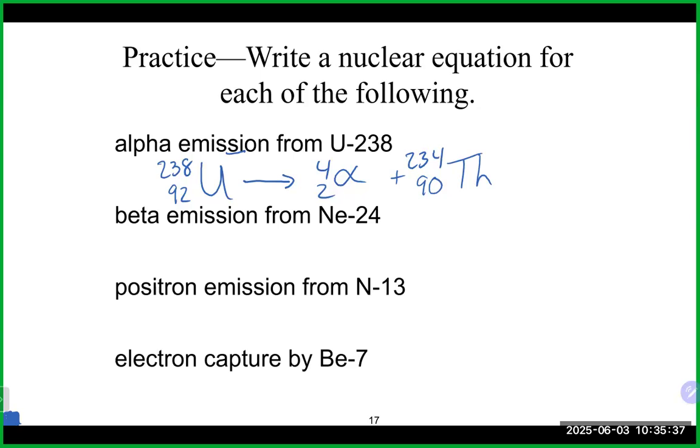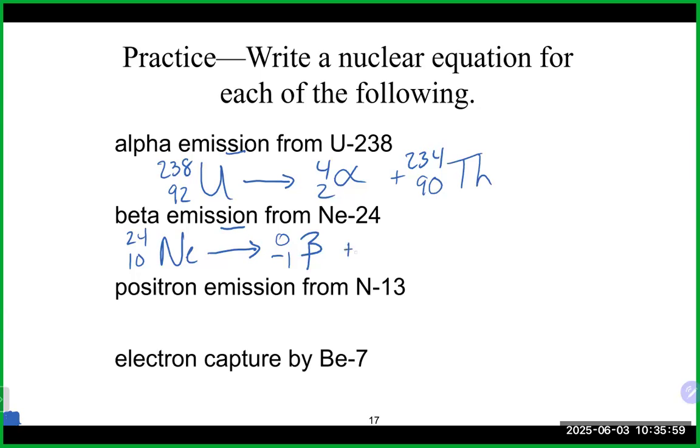Beta emission of neon-24. So once again, we'll start with our neon, which is 24. We'll go to the periodic table and see neon is number 10. Again, we have an emission, which means the beta particle should be on the product side. You could also, again, use an e for the symbol instead of a beta.